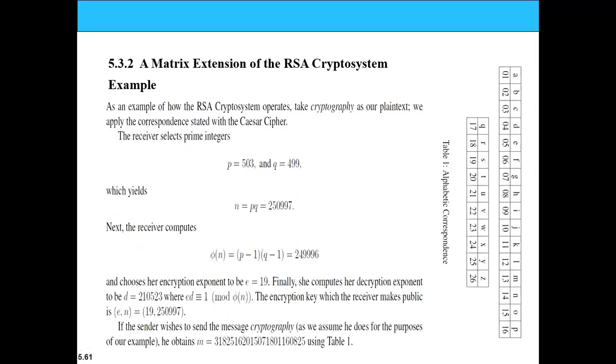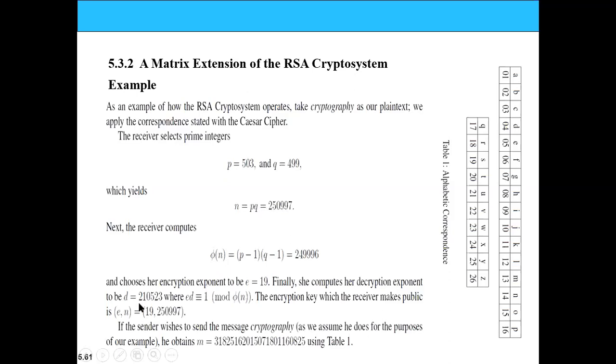If you have two primes P and Q and you multiply them, you will get 250,997, and then phi of n is like this.